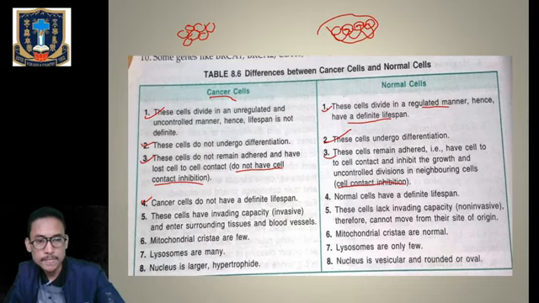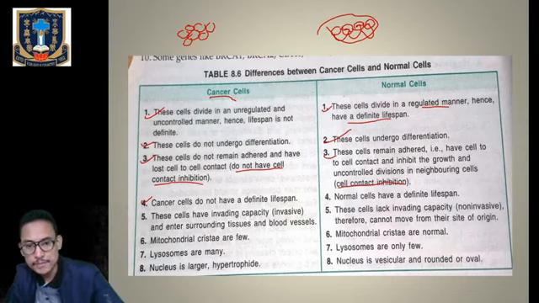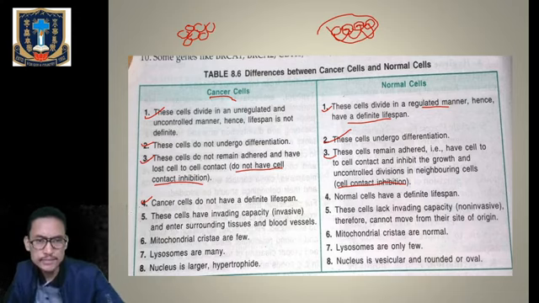Next property is cancerous cells don't have a definite lifespan. We just learned that, whereas normal cells have a definite lifespan. Since the cancerous cells undergo rapid, uncontrolled cell divisions, they don't undergo differentiation. So cancerous cells don't have a particular lifespan.